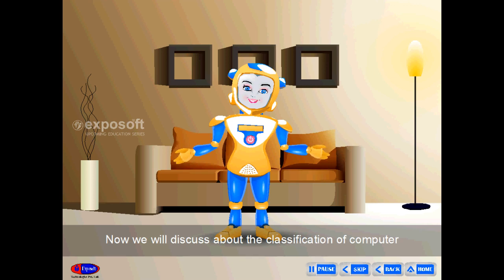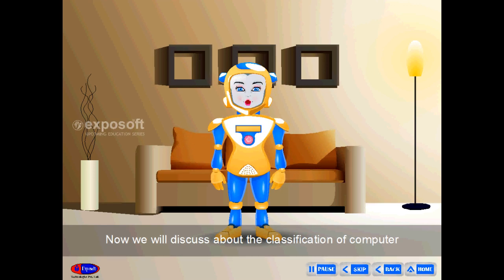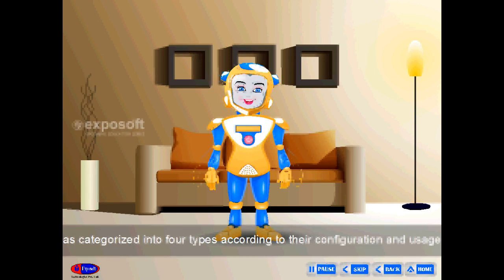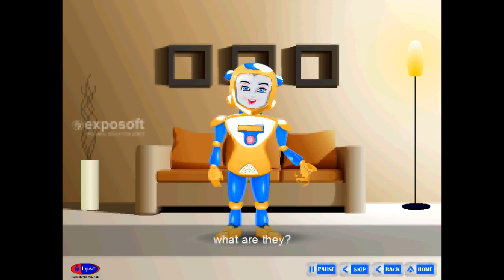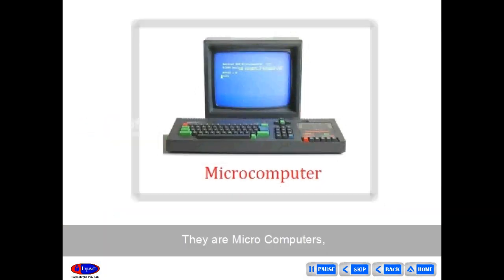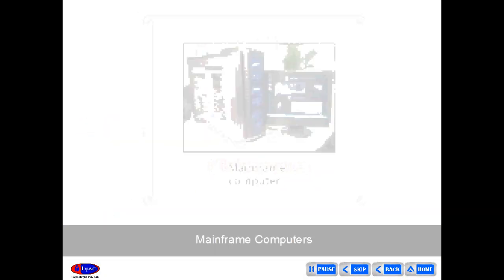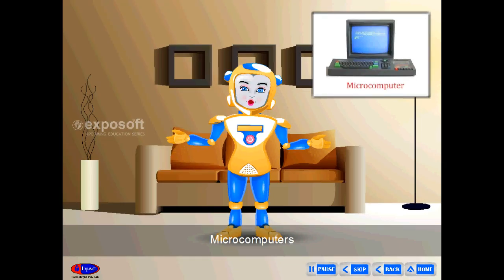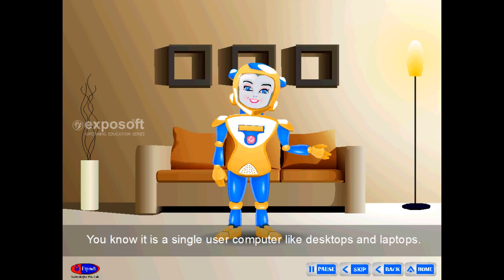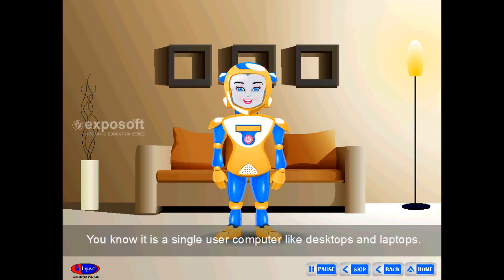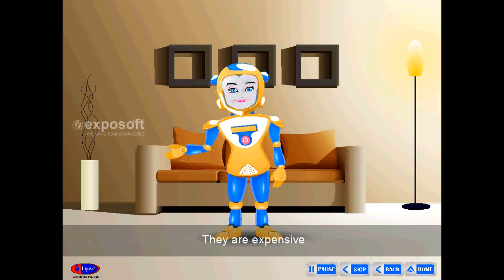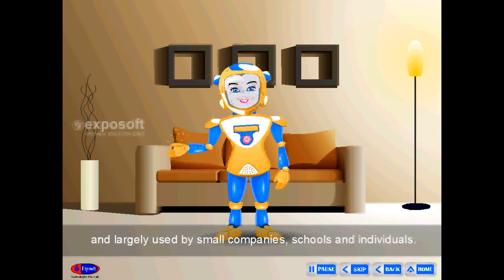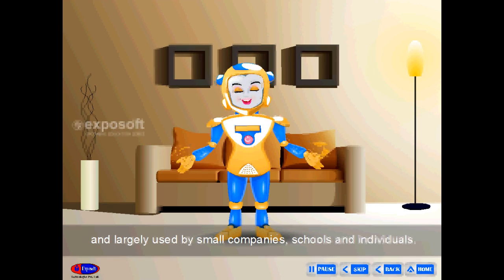Now, we will discuss the classification of computers, categorized into 4 types according to their configuration and usage. What are they? They are microcomputers, mini computers, mainframe computers, and supercomputers. Microcomputers. It's a single user computer like desktops and laptops. They are inexpensive and largely used by small companies, schools, and individuals.